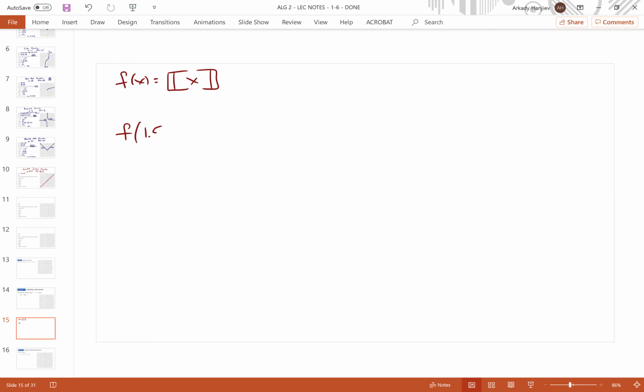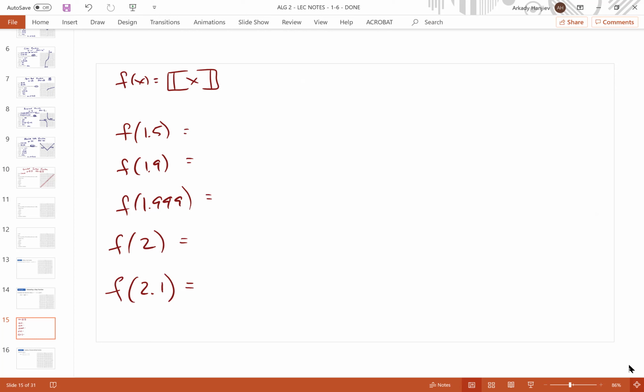1.5, 1.9, 1.999 to 2.1. That would be good for starters here. All right, and off to the side, the way we think about it as we compute this, we have this little, almost like a ladder going down here. So let's say this is -2, -1, 0, 1, 2, and let's go up to 3.